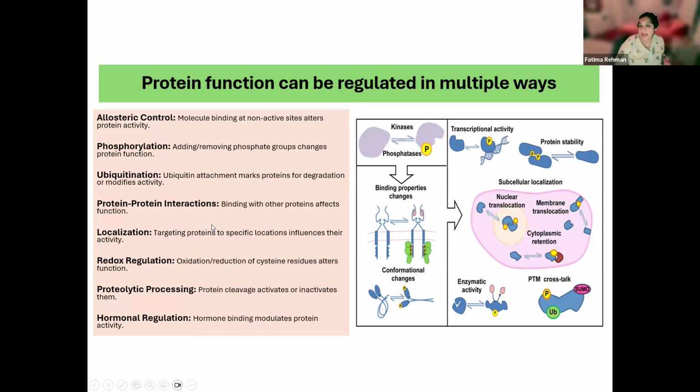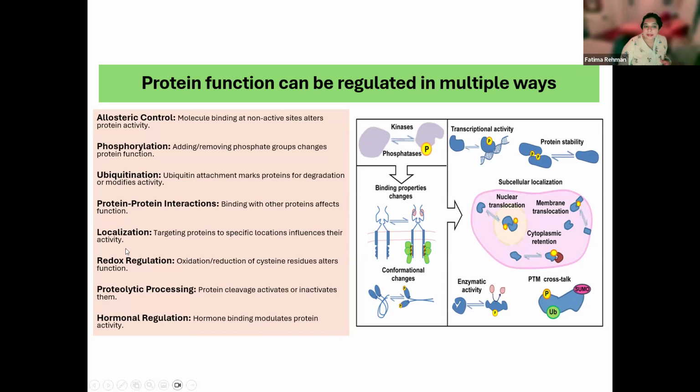Now, proteins can have different binding partners, and based on the binding partner they are binding with at a given time, they can have completely different functions. So binding with one protein may make them activate DNA repair pathways, while binding with a different protein may activate apoptosis or programmed cell death. So the binding partners can very much affect the functionality of a protein.